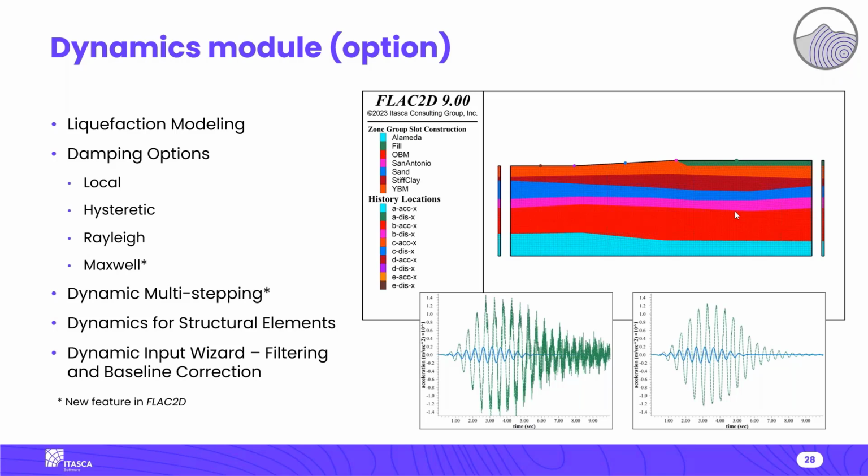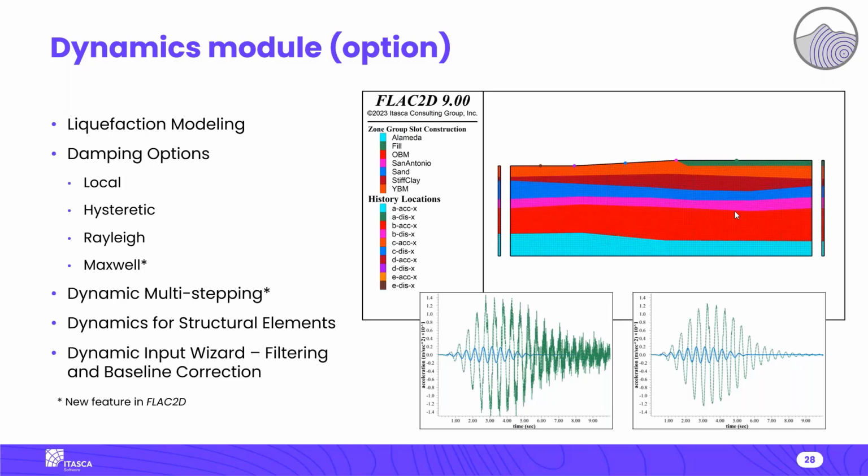So briefly, FLAC2D includes a dynamic option. Dynamics includes liquefaction modeling. Another important aspect of our dynamic module is our damping options, which include local, hysteretic, Rayleigh, and Maxwell damping. Maxwell damping is a new feature in FLAC2D. It addresses some of the shortcomings of the Rayleigh damping. For example, Rayleigh damping had a tendency to severely affect the time step in models with varying size zones. Maxwell damping addresses some of those shortcomings.